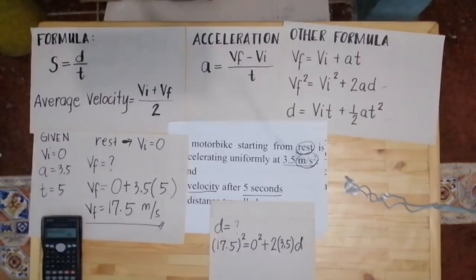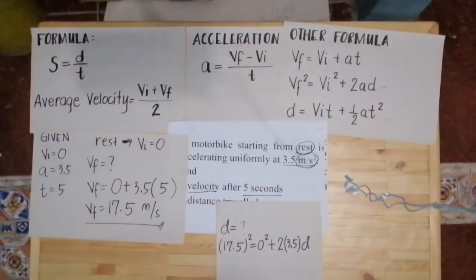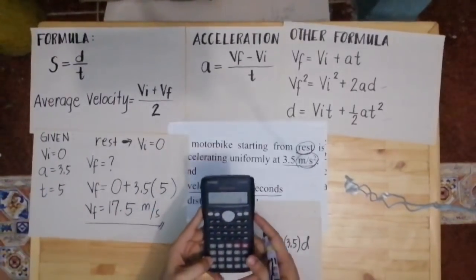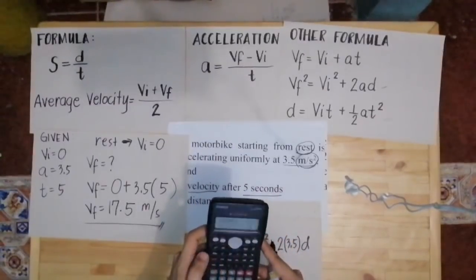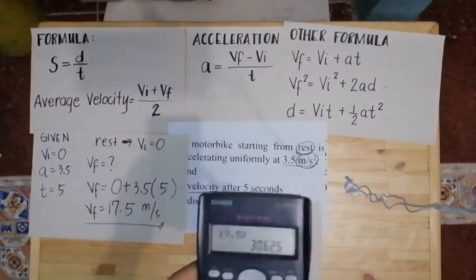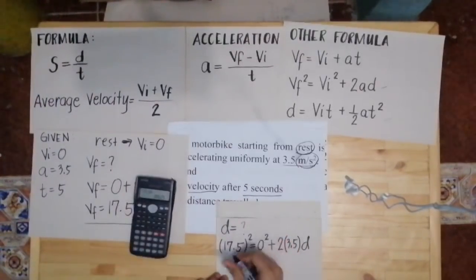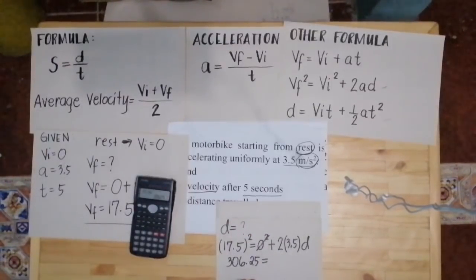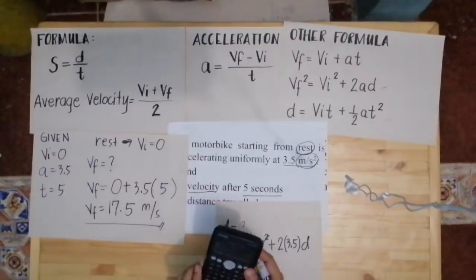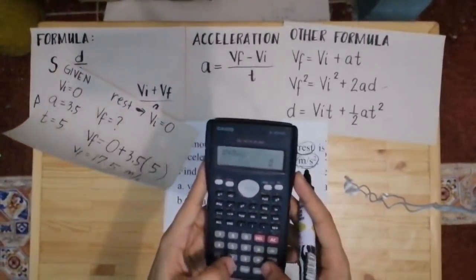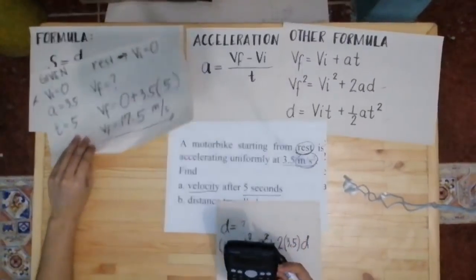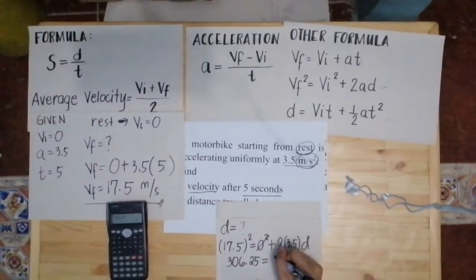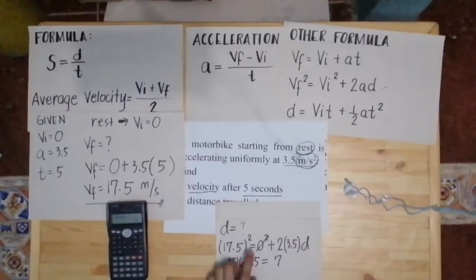So, isolve natin to. Ang una, solve mo muna to. So, 17.5, lagay mo lang sa calculator. 17.5 raised to 2 is equal to 306.25. 306.25 equals, yung 0 squared, pwede mo na i-cancel yan. Okay, next is 2 times 3.5. So, lagay mo 2 times 3.5. That is equal to 7. So, lagay mo 7 equals, then 7 na kagad.